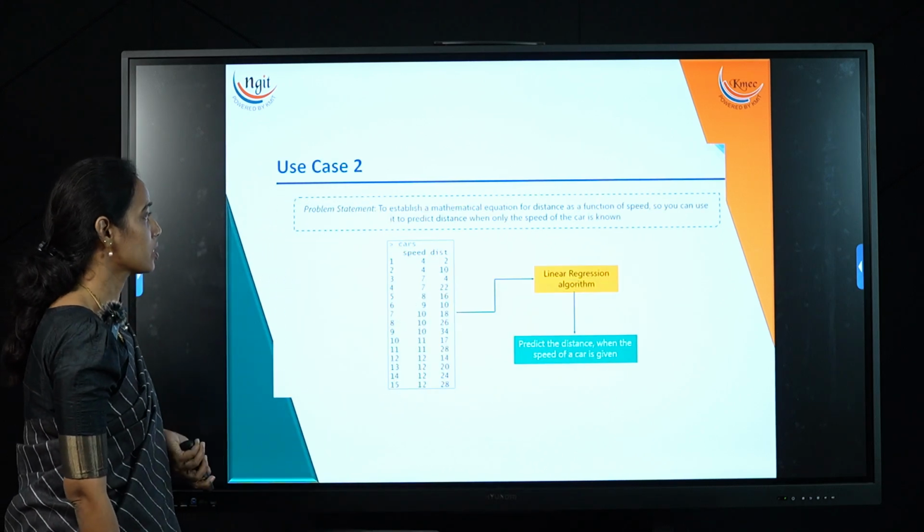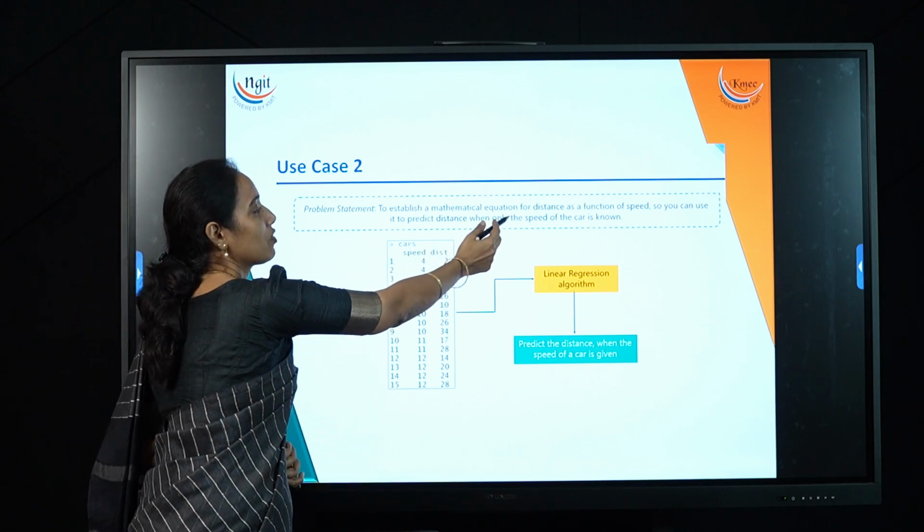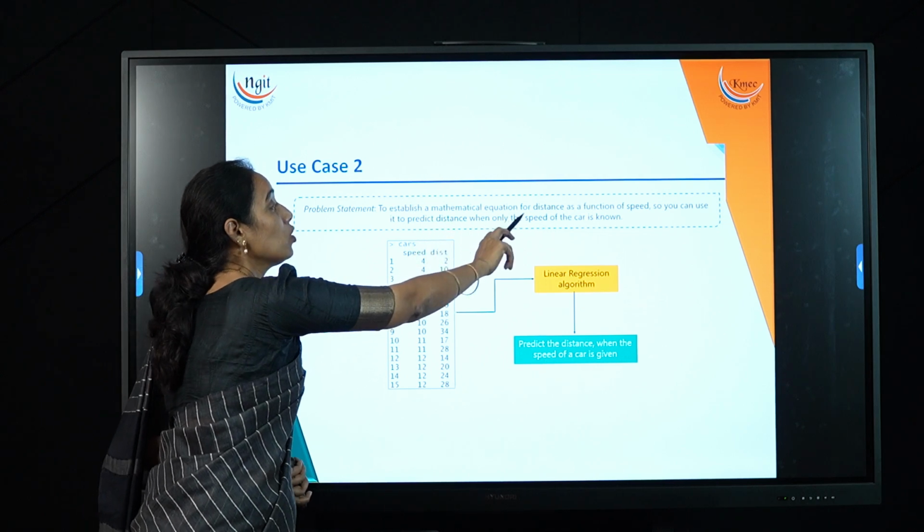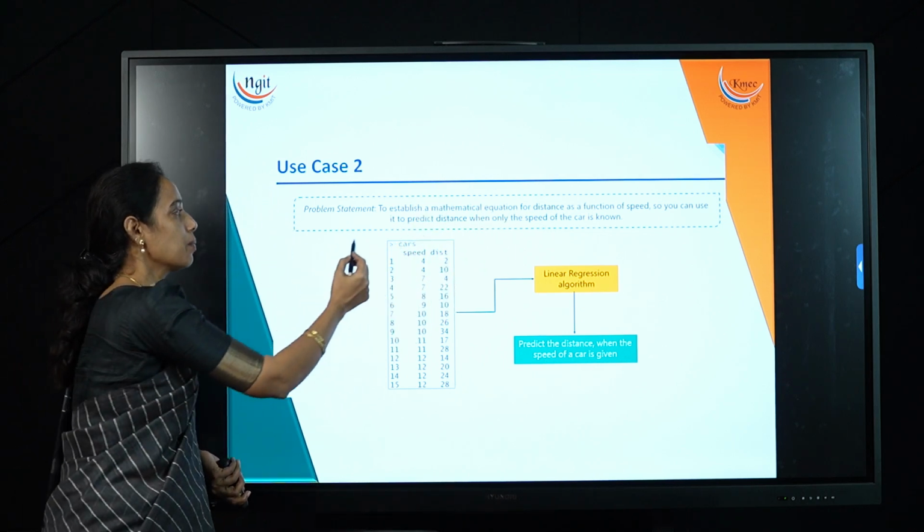Then comes the next use case, just to establish a mathematical equation for distance as a function of speed. So you can use it to predict distance when only the speed of the car is known. Here they mentioned predict.